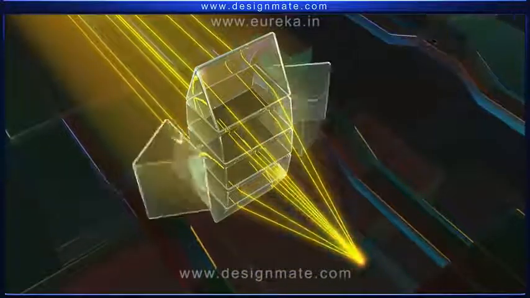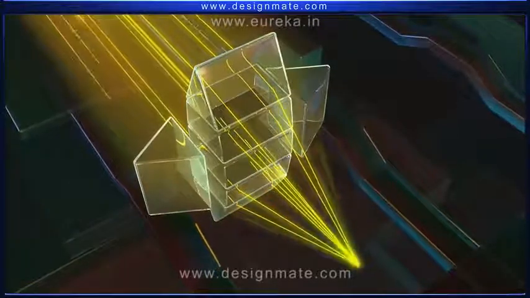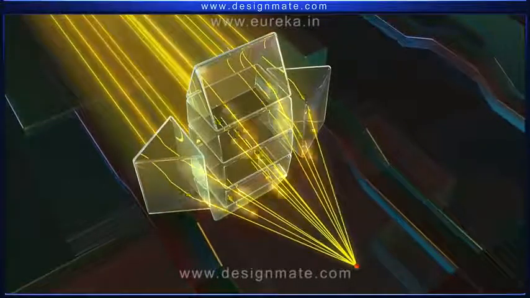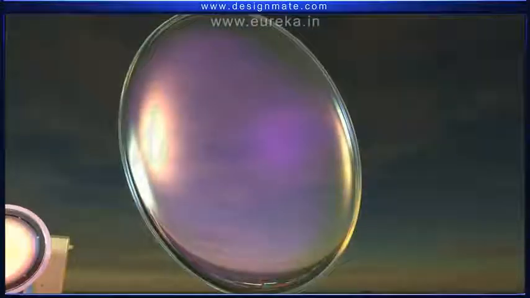Now, if we arrange two more prisms at the side of this arrangement, then the incident rays emerging from them also converge at the same point. A single piece of glass formed in this fashion is called a convex lens.